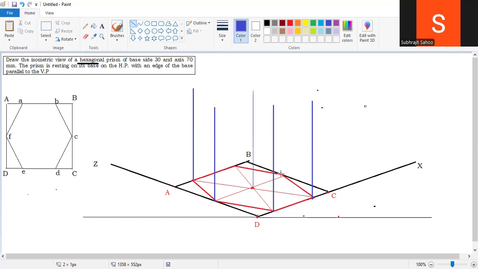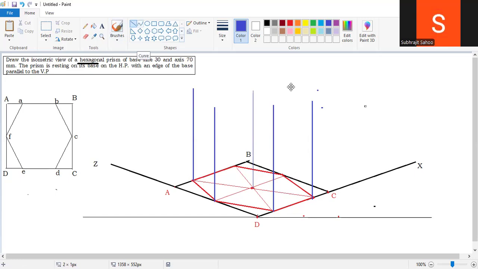This line is also not visible, so it is a dotted line. This red color line is also not visible, dotted line, right? So the lines that are not visible should be dotted lines. In this particular isometric view diagram, the dotted line plays a very important role.